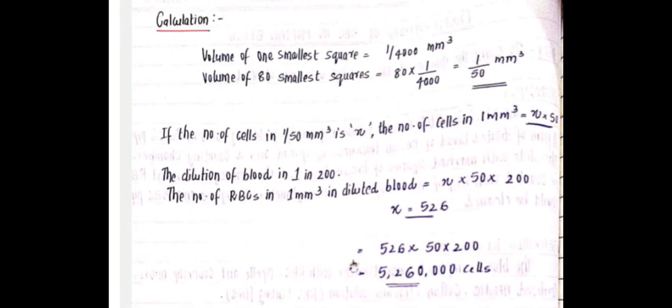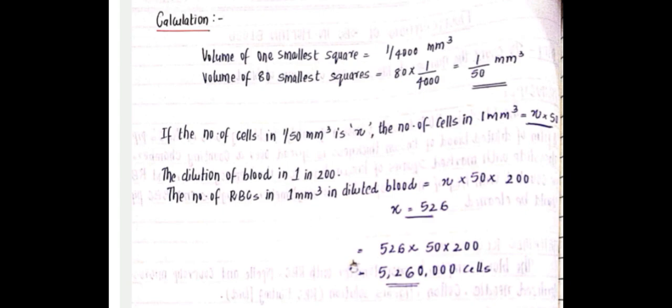Okay, like that. There are some small differences in the case of RBC. Volume of one small square is found to be 1 by 4000 mm cube, not mm square, mm cube. Volume of 80 smallest squares, 80 into 1 by 4000, is equal to 1 by 50 mm cube. If the number of cells in 1 by 50 mm cube is x, the number of cells in 1 mm cube is equal to x into 50.